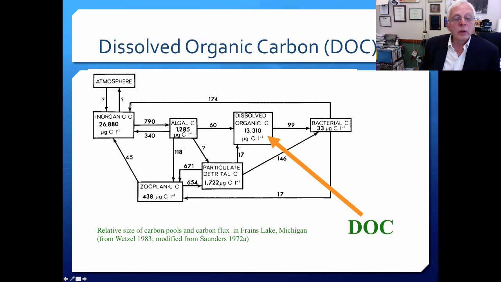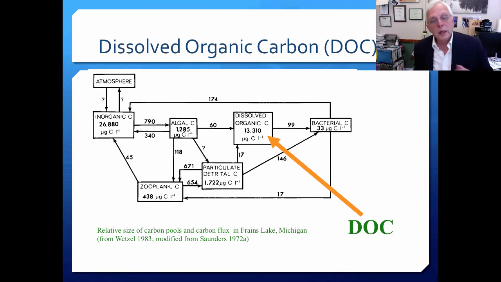But if you look at a kind of a regular food chain, here we have algae over here, and algae are eaten by zooplankton over here, and the algae form particulate detrital carbon here. Some of this goes into dissolved organic carbon, but much of it is shunted over to bacterial carbon and turned into bacteria, and much of the dissolved organic carbon is likewise. So these can be important parts of the overall carbon pool, and bacteria play an important role in decomposition of both particulate detrital carbon and dissolved organic carbon.